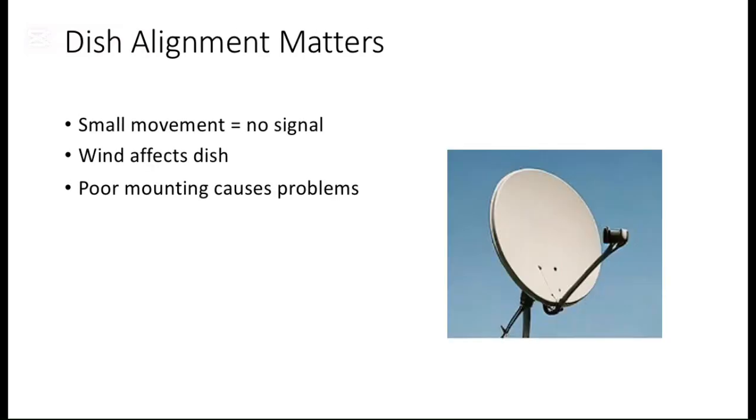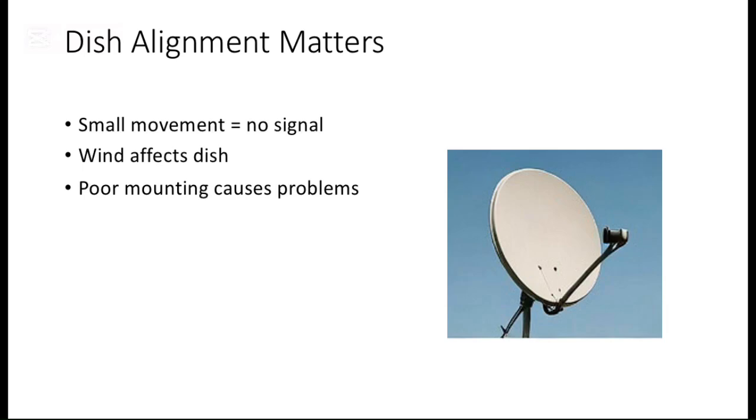The most common cause is dish misalignment. Satellite dishes must face a very precise direction. If the dish is even slightly off position, the signal can disappear completely. Wind is a major cause of this. Over time, wind slowly pushes the dish out of position. This movement is often too small to notice with the eyes, but large enough to affect signal. Poor mounting also causes this problem. If the dish pole is not firmly fixed, vibration slowly changes alignment. This is why some people experience no signal after storms or strong wind.